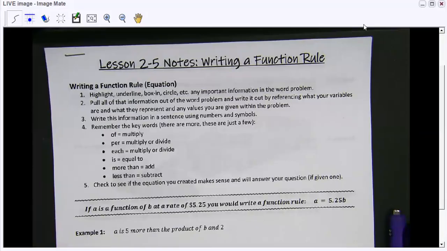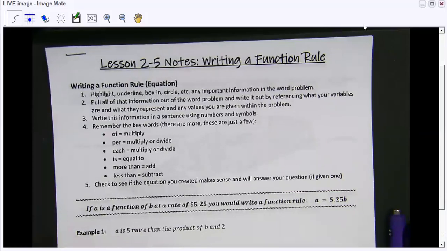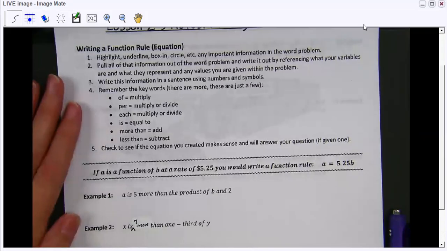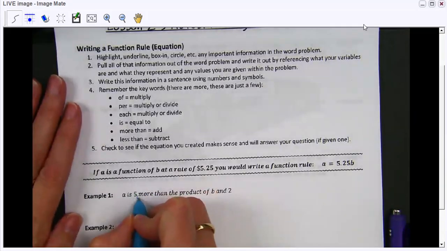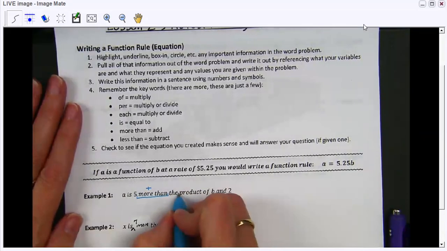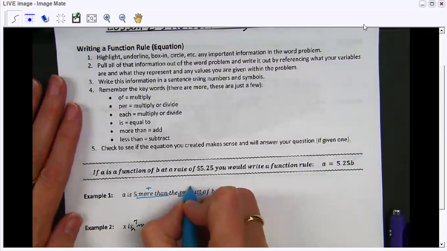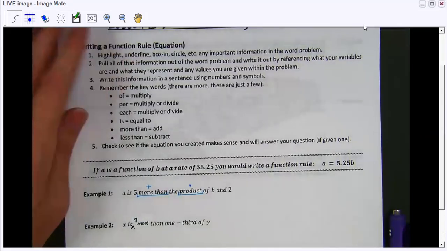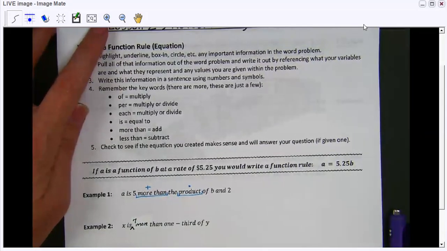So example 1, A is 5 more than the product of B and 2. So it's important that you understand the terminology that is being used. So more than here signifies addition, and product signifies multiplication. And I'm not going to use an X for multiplication. I'm using a raised dot. You could even use parentheses if you wanted to. And I'm going to annotate this a little bit more.